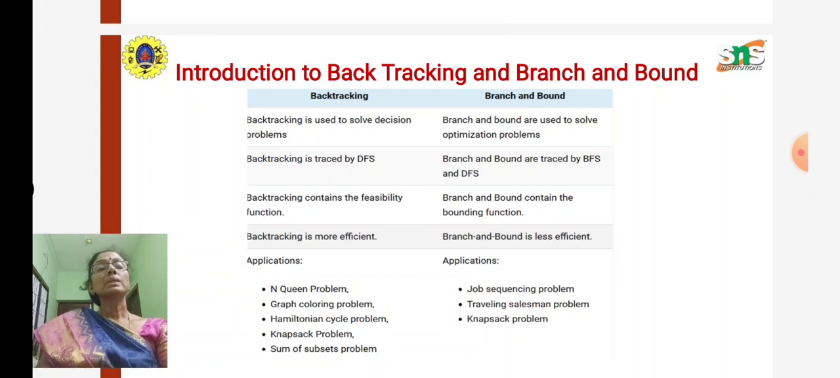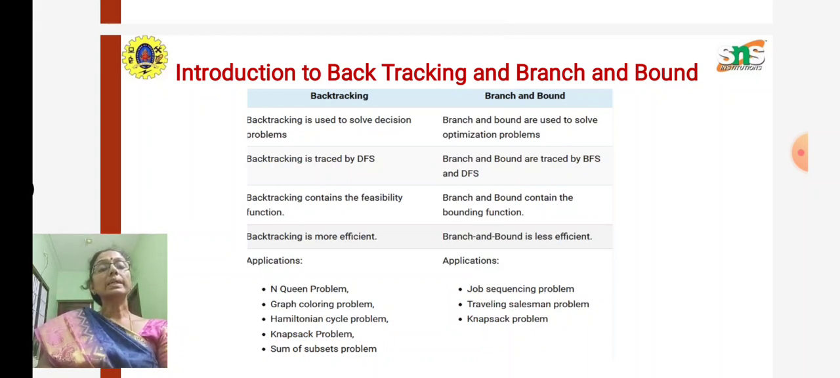Backtracking and branch and bound are algorithmic techniques to solve the given problems. Backtracking is used to solve decision problems. Branch and bound is used to solve optimization problems. In backtracking, for tracing, we use depth first search. In branch and bound, we use breadth first search for tracing the given algorithm.